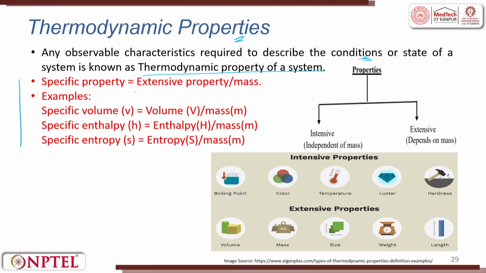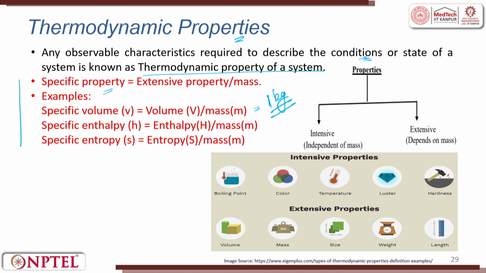So, we use some of the properties. A specific property is nothing but an extensive property divided by mass. Some examples of specific properties: you replace the property with volume, with enthalpy, with entropy. Then every time it will be the property divided by mass, right? That is what we have said. So, specific volume means volume divided by mass. So, you try to keep 1 kg of something, of ice, you keep 1 kg fixed. Then you can have a different volume. Same way with respect to enthalpy, same way with respect to entropy.